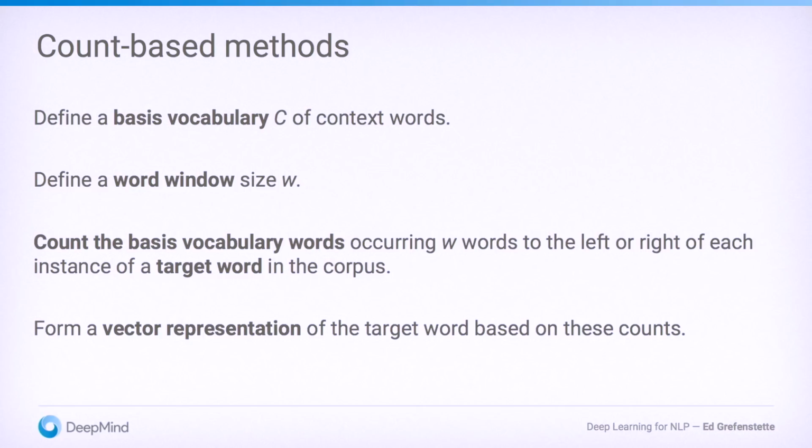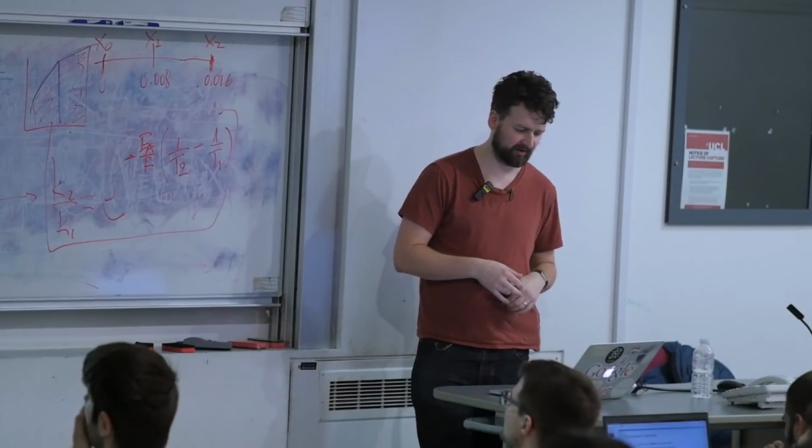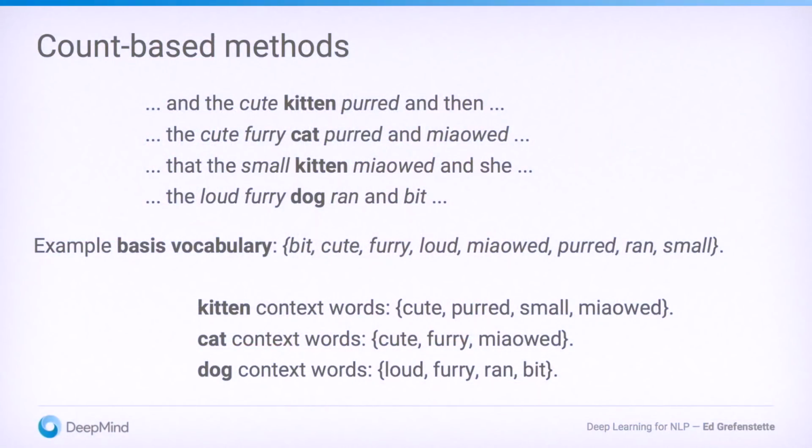To give you a little illustration, let's imagine we have a little snapshot of the corpus, and we have target words kitten, cat, and dog, that might occur one or more times. We collect here 3 words on either side. And let's say that we have a small basis vocabulary based on our prior knowledge of what we're looking for, which is the words bit, cute, furry, loud, meowed, purred, ran, smell, small. So we don't include things like "and" or "the". We first collect for each target word the context words. We see that kitten has cute, purred, small, meowed. Cat has cute, furry, meowed, etc.